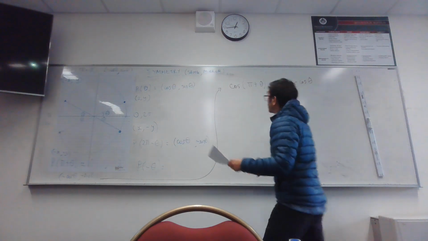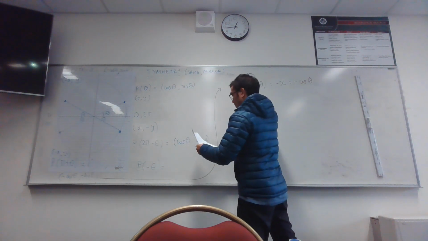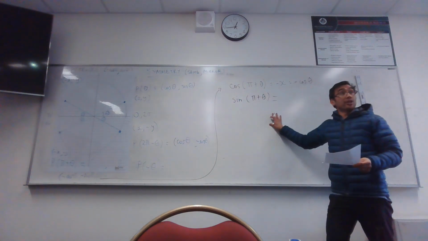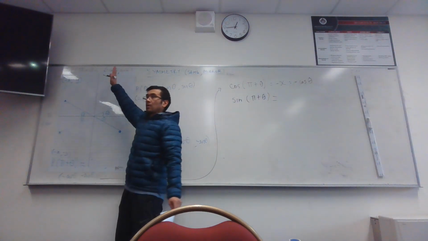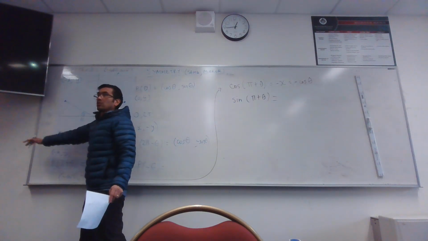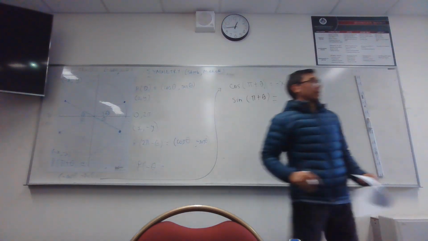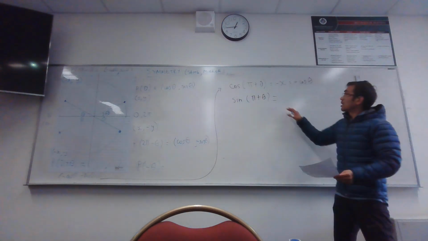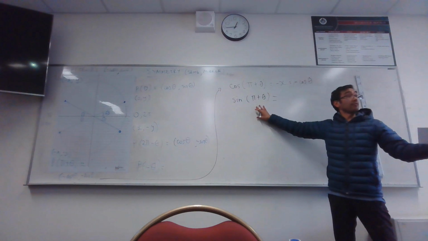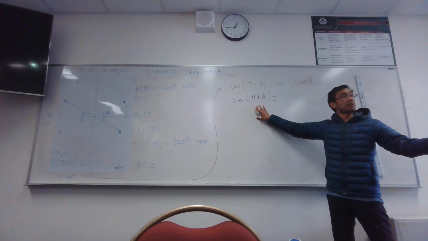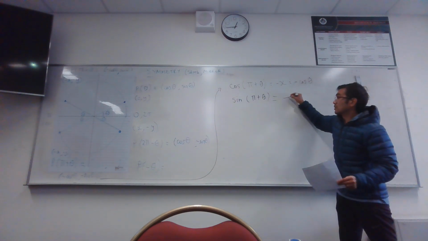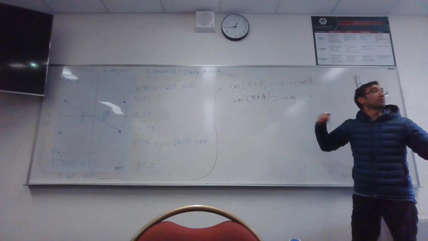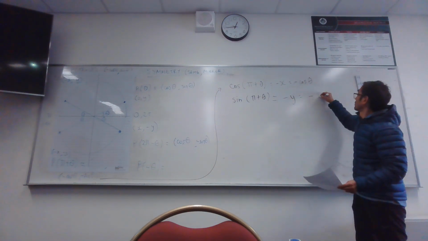Okay, let's do this one. Which quadrant are we in? Remember? Quadrant 1, 2, 3, 4. Emily, which quadrant are we in? We're in 3. Sine, what's the version of it in x's and y's? It's a negative y. Good. And the negative sine theta.